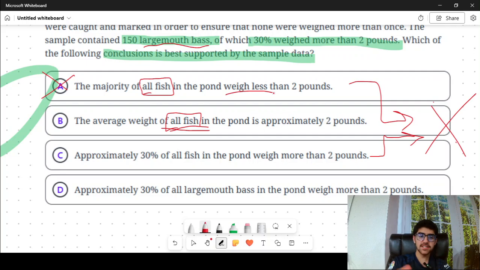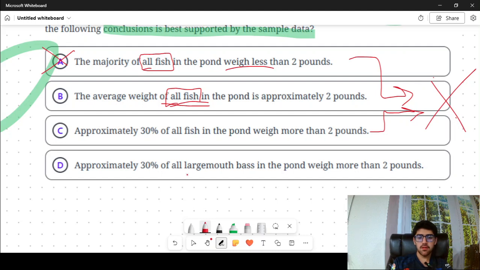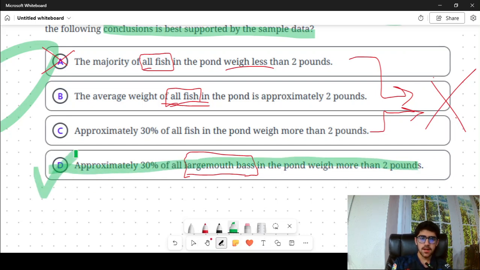So A and C are saying the same thing, and therefore you can always conclude that they're wrong. And then the last one says 30% of all largemouth bass in the pond weigh more than 2 pounds. You just see that it's not generalizing it to all the fish. It's just amplifying the data like we did in the last two questions. So you can conclude that this one is most likely supported by the data. And then B, like we said, doesn't make any sense because of how averages work. So the answer has to be D.